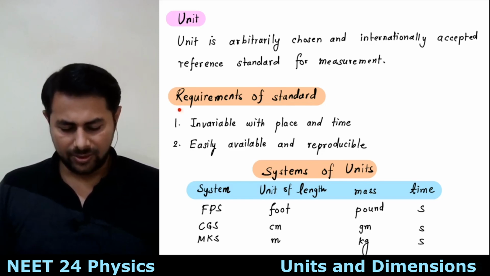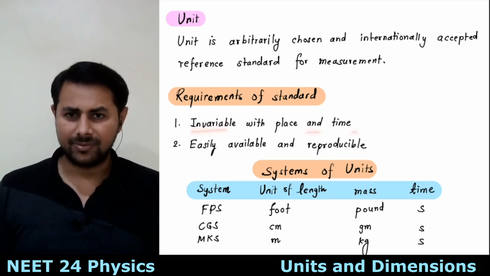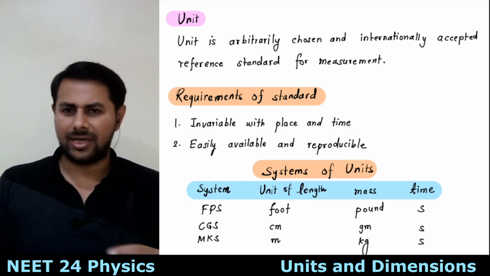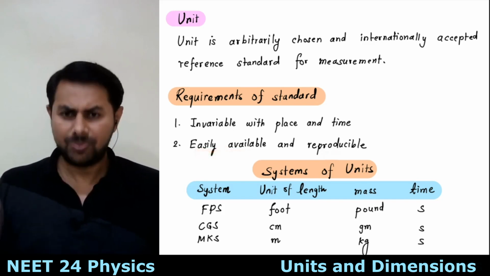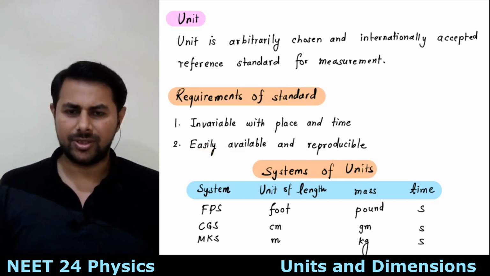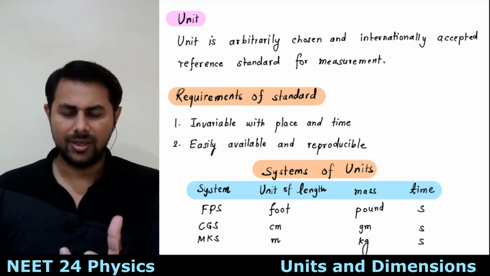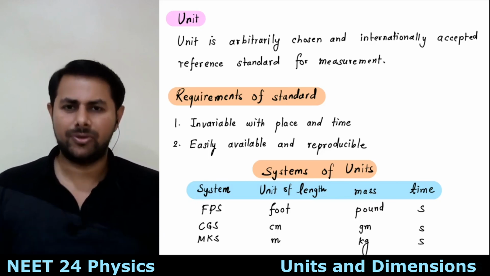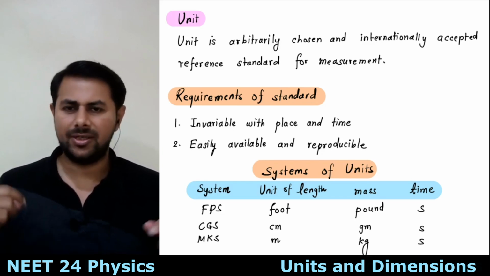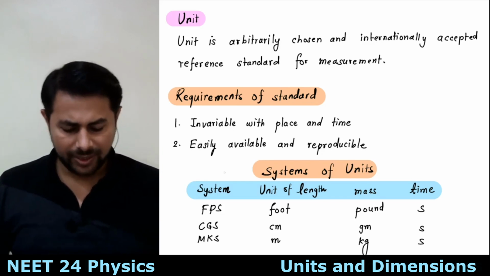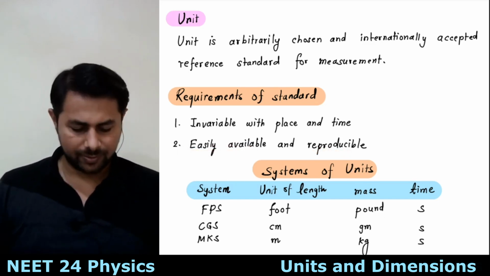So these are the requirements of a standard. It should be invariable with place and time. It should not change from this place to that place, and it should be easily available and easily reproducible also. Because if you make, for example, a 1 kg weight, you should be able to make thousands of those, because you want to distribute them for measurement in each and every part of the world. So that's why it should be easily available and reproducible also, right?